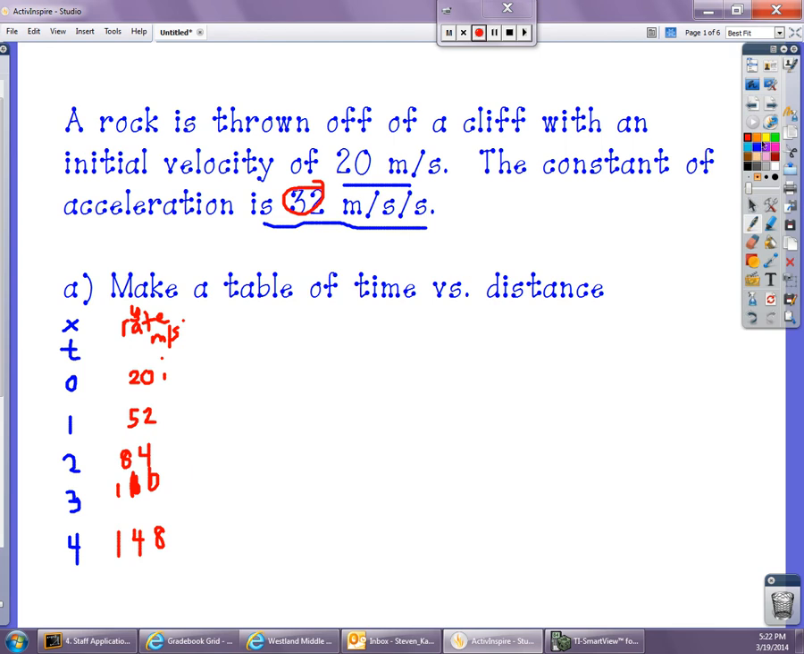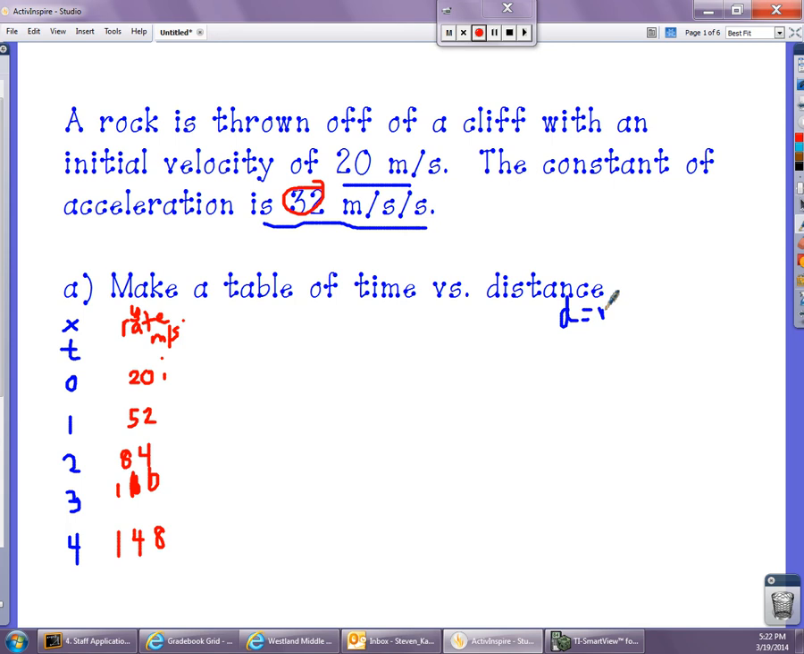So now we talked about that in order to eventually get the distance, which we'll put over here, distance is equal to rate times time. But you can't actually multiply using this rate because at 1 second, the rock hasn't been actually going 52 meters per second the entire time. So what we need is we need to make a column of average rate. And this is really the rate that we're going to use.